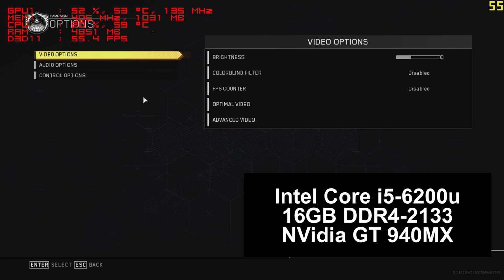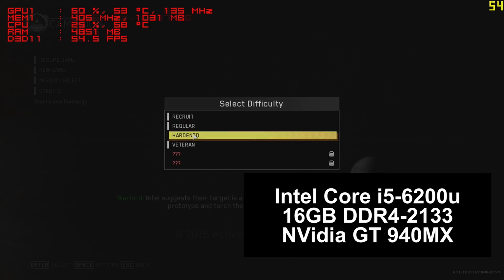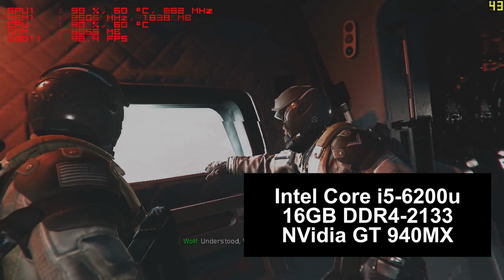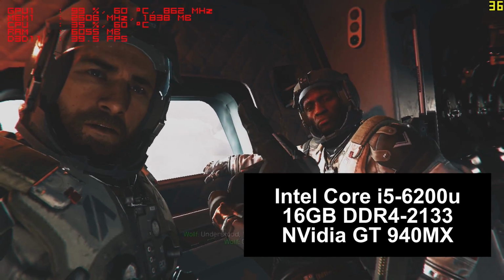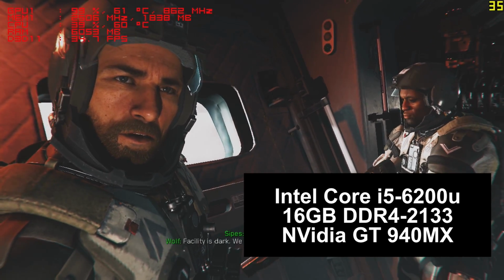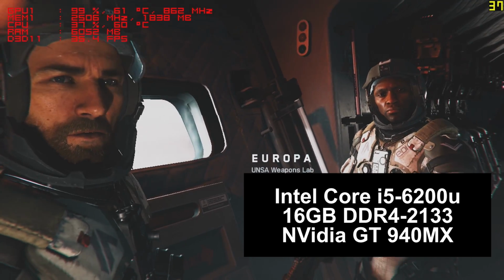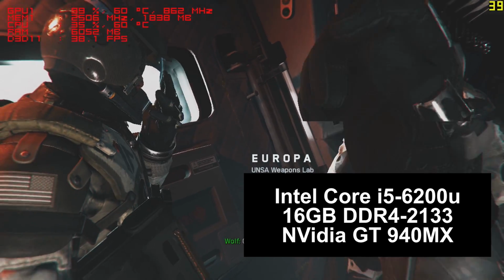Intel Core i5-6200U, 6th generation, 2 cores, 4 threads, up to 2.8 GHz. It's a great CPU at this price point. 16 gigabytes of RAM and NVIDIA's GT 940MX dedicated gaming graphics card with 2 gigabytes of VRAM.